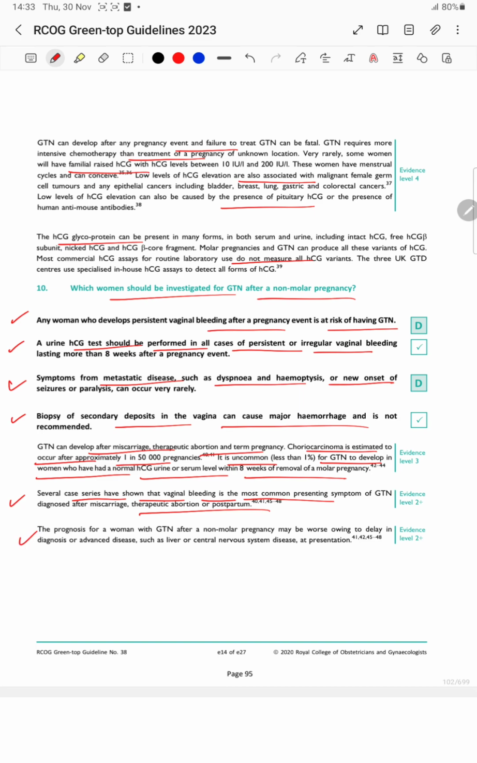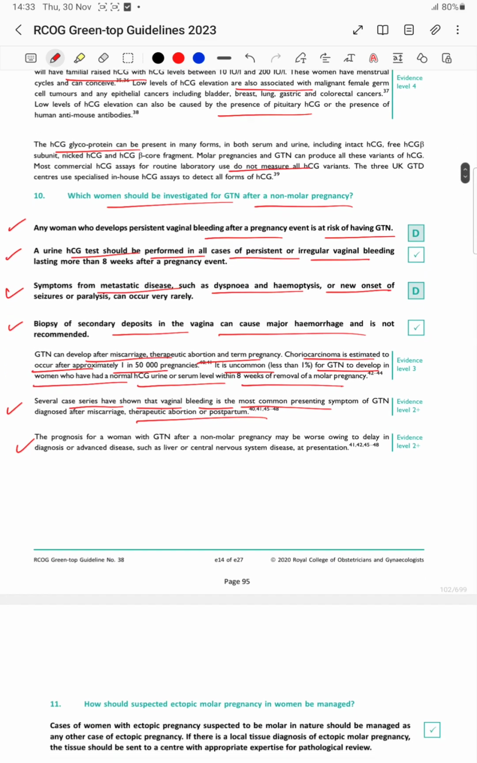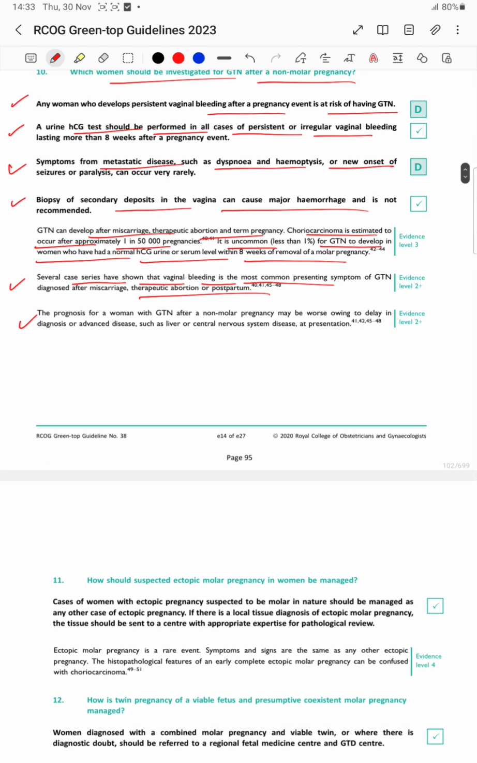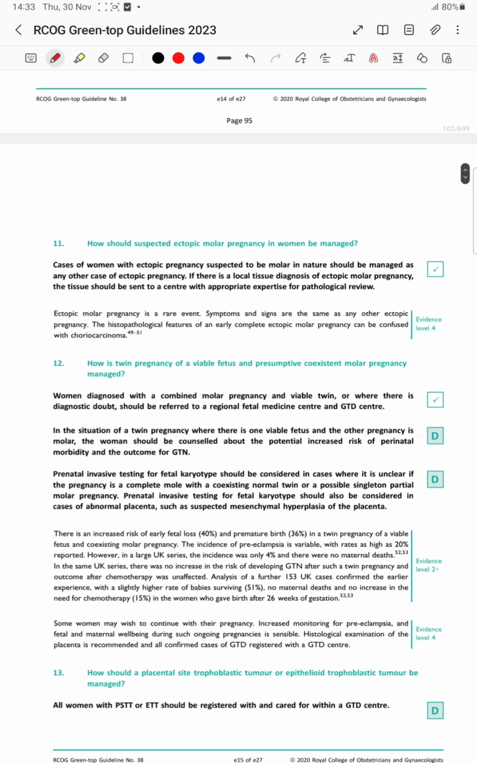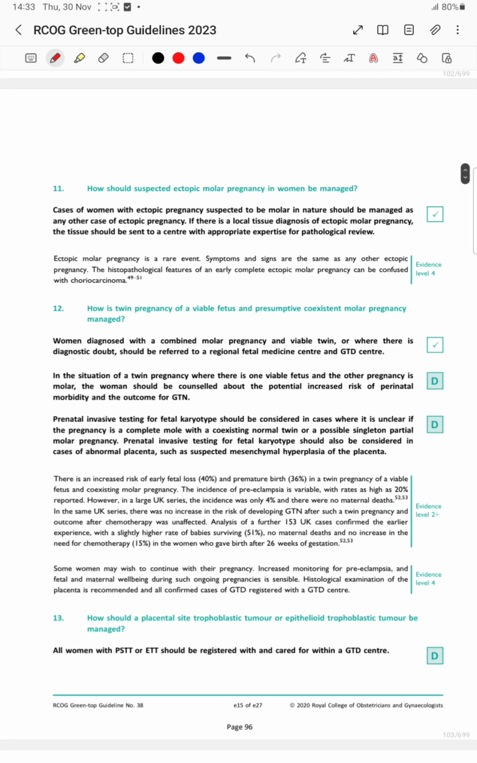The prognosis for a woman with GTN after a non-molar pregnancy may be worse owing to a delay in diagnosis or advanced disease, such as liver or central nervous system disease, at presentation. How should a suspected ectopic molar pregnancy in a woman be managed? Cases of ectopic pregnancy suspected to be molar in nature should be managed as any case of ectopic pregnancy.